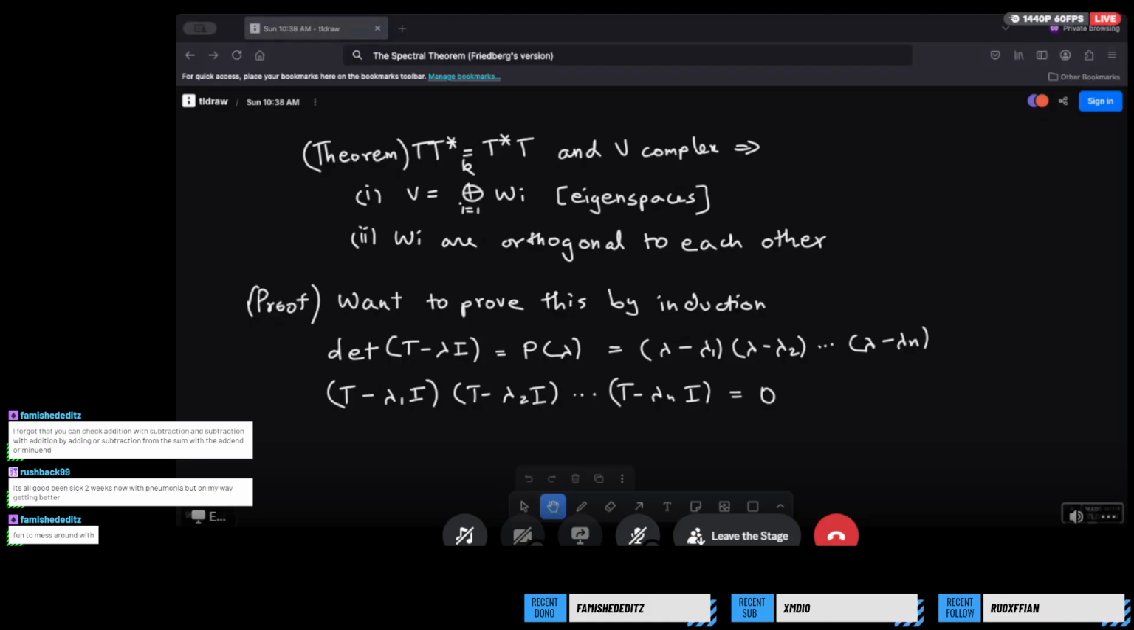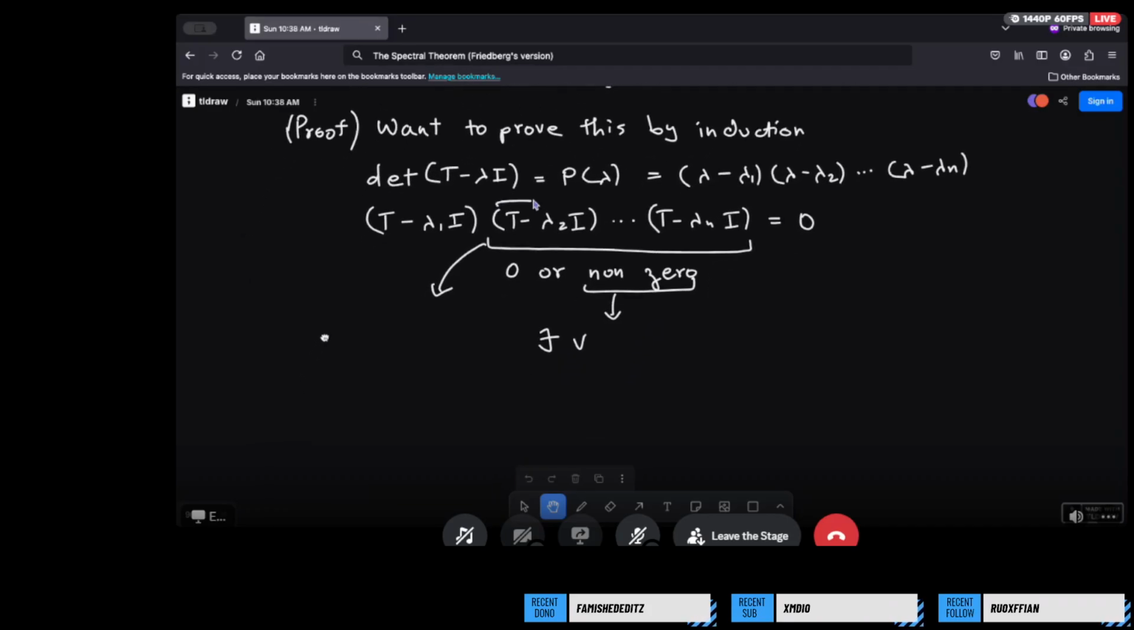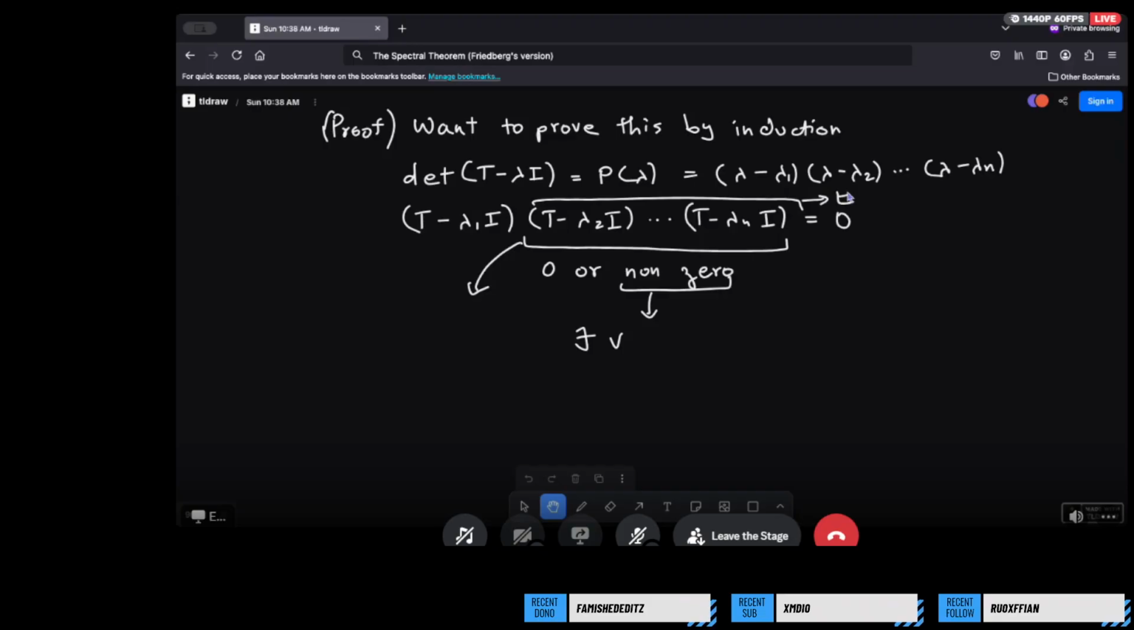And how can we see this? Basically, look at this entire product. Either this is zero or non-zero. If it was zero, we just continue the induction, continue the argument with this. But let's assume it's non-zero. Let's call this entire thing E. Then there exists v such that Ev is not equal to zero.